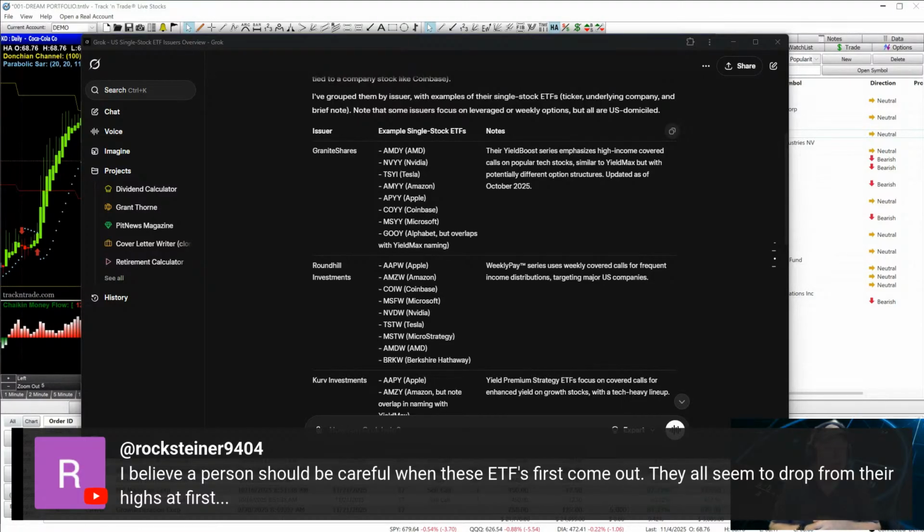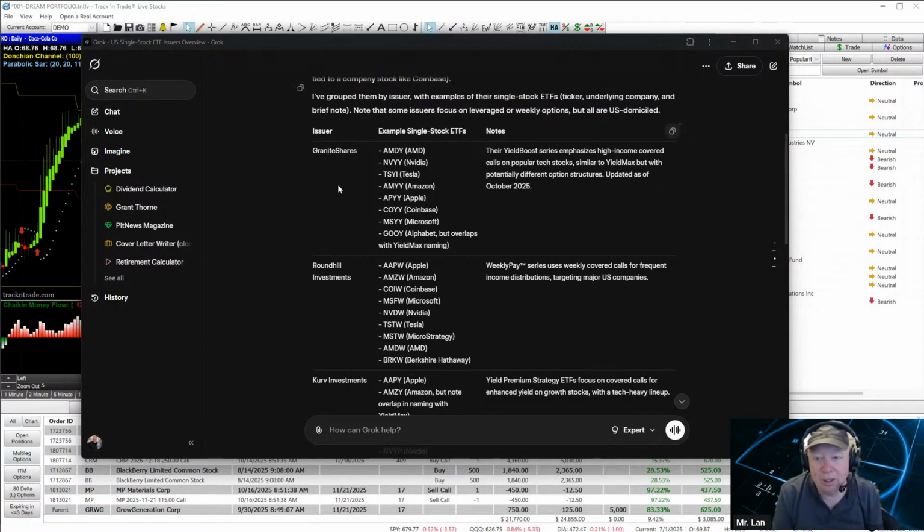They overvalue everything. So when they overvalue them and then they flush and they come down, and then they start to level off, that level off point is the point that I think you can start getting into them. So in fact, Rock makes a very good point there. Let's start with one that did that. Let's start with TSYY. TSYY, it's a Granite Shares.